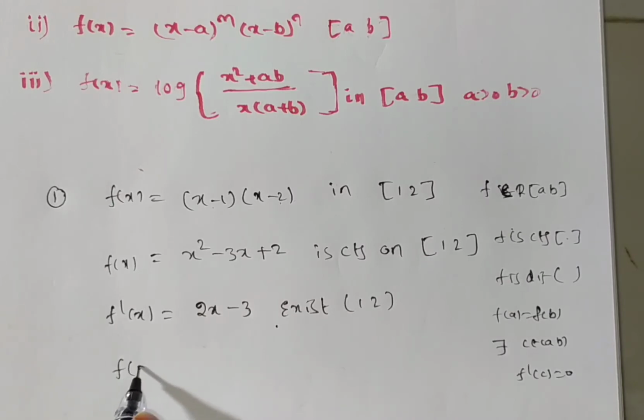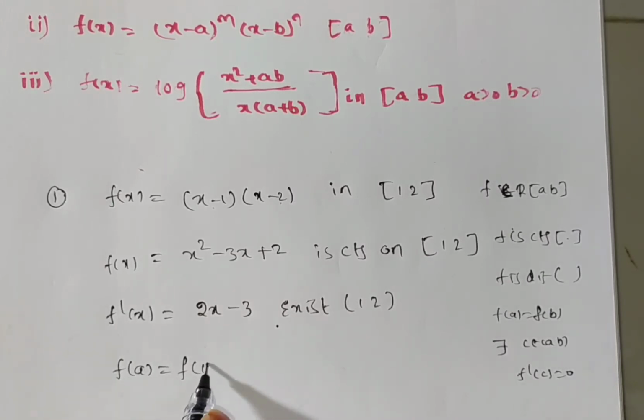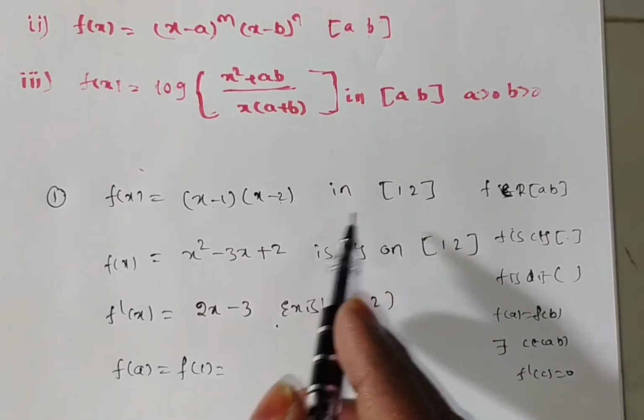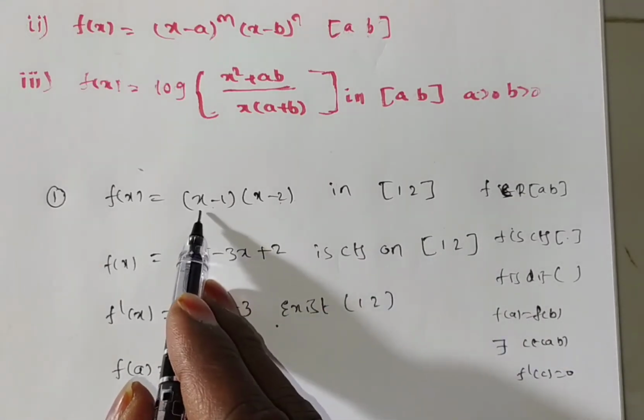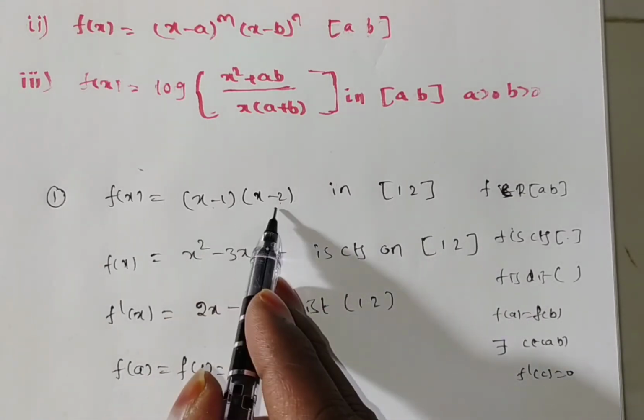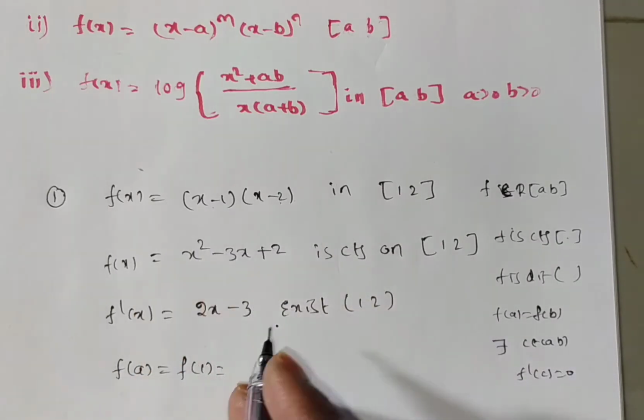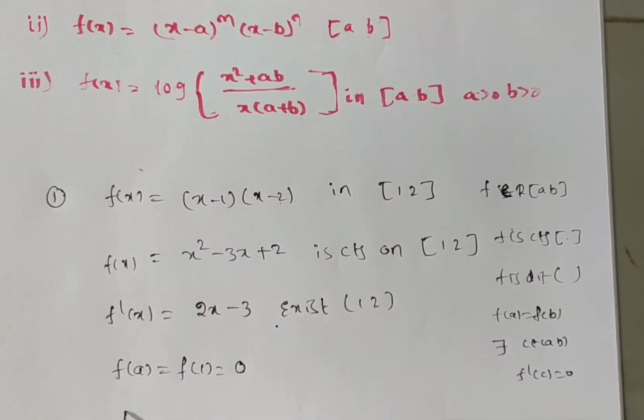Next, the third condition. f of a means f of 1. What is f of 1? We put x is equal to 1 here: 1 minus 1 means 0, and 0 into something is 0. Next, f of b means f of 2. If you substitute, 2 minus 1 is 1, 2 minus 2 is 0, and 0 into 1 is 0. So what you can say from this, f of a is equal to f of b.